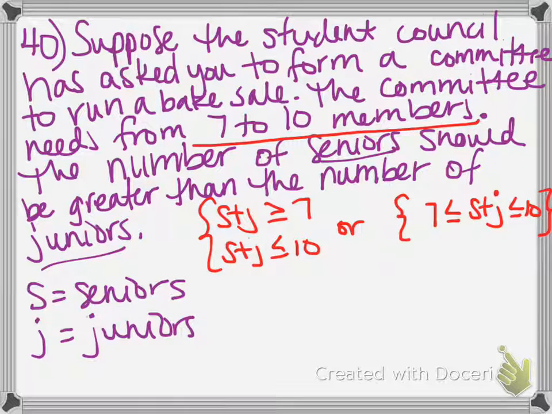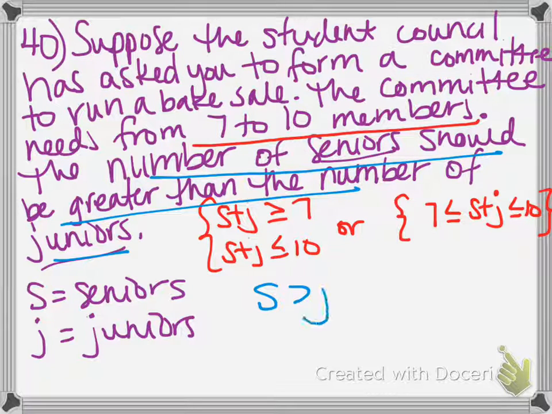Now let's look at the next sentence. The next sentence says the number of seniors should be greater than the number of juniors. So that means seniors has to be greater than juniors. That one was actually a lot easier than that banana bread one. Don't you agree? And it's not greater than or equal to because it says it should be greater than. Okay, so it downright tells you what sign to use for the inequality. So that is your second piece there.